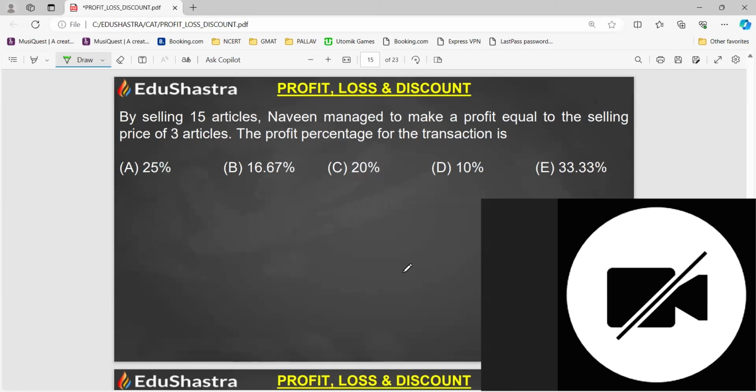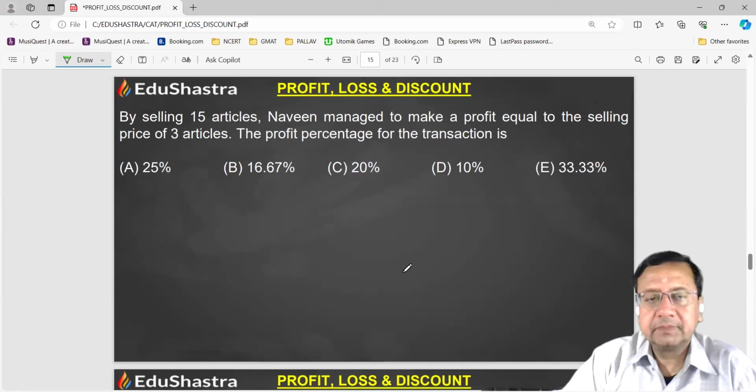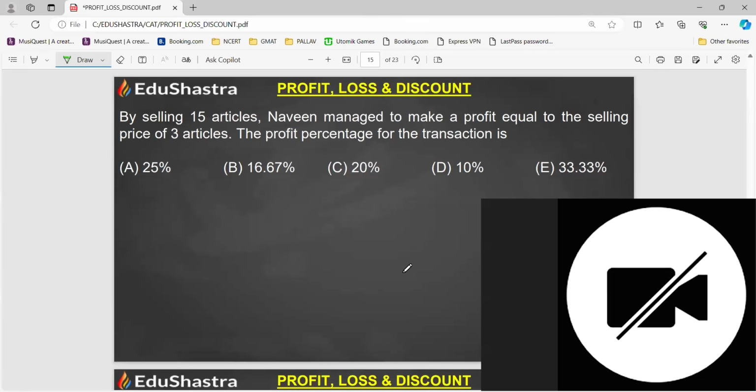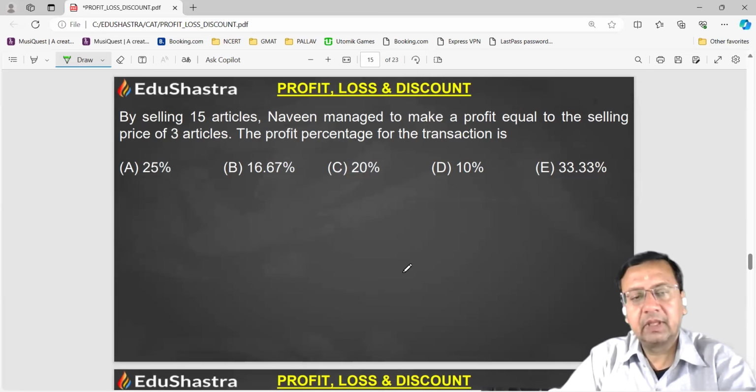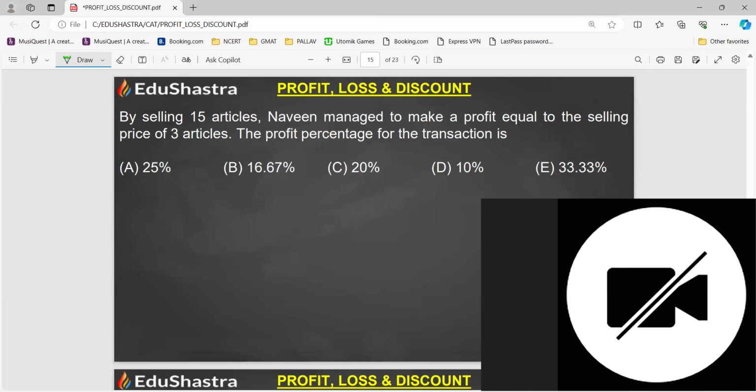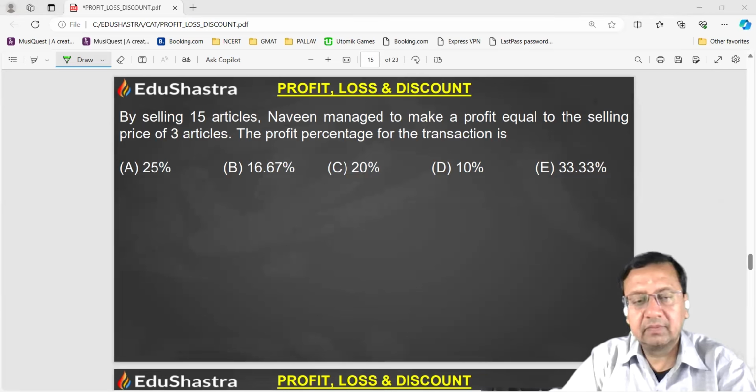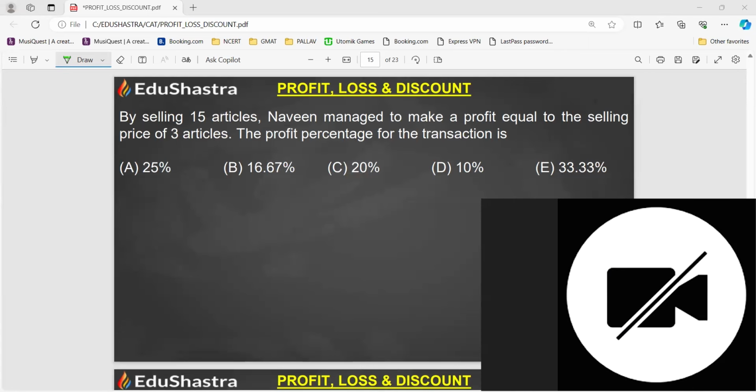Yes, sir. So my answer is 25%. I do 15 selling price minus 15 cost price equal to 3 selling price. I directly use the formula selling price minus cost price equal to profit, and simply solve the equation. Okay.